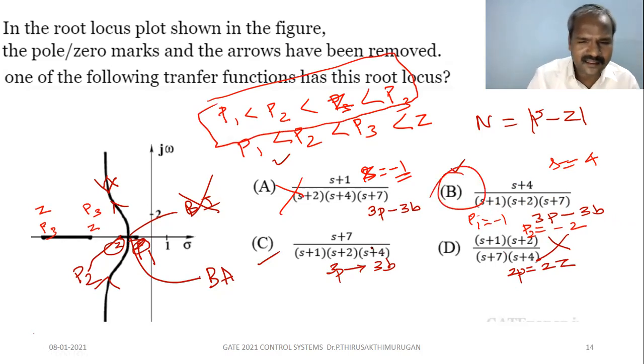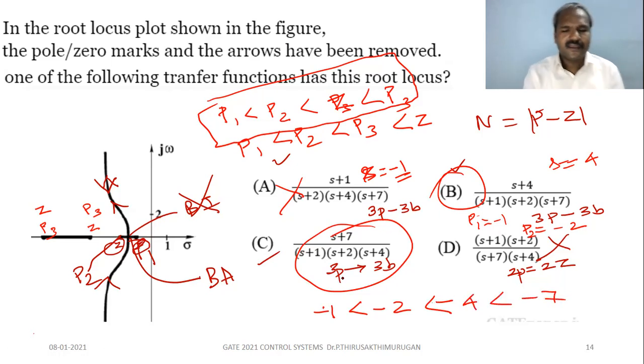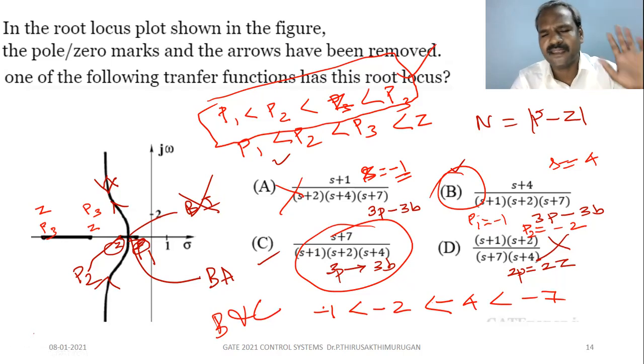If we consider this condition, what is P1? -1, greater than -2, less than -4, less than -7. So if we consider this as 0, in the first category B is the answer. If we consider this as 0, this is the answer. So the answer is both B and C. Understand? Very simple, my dear students.